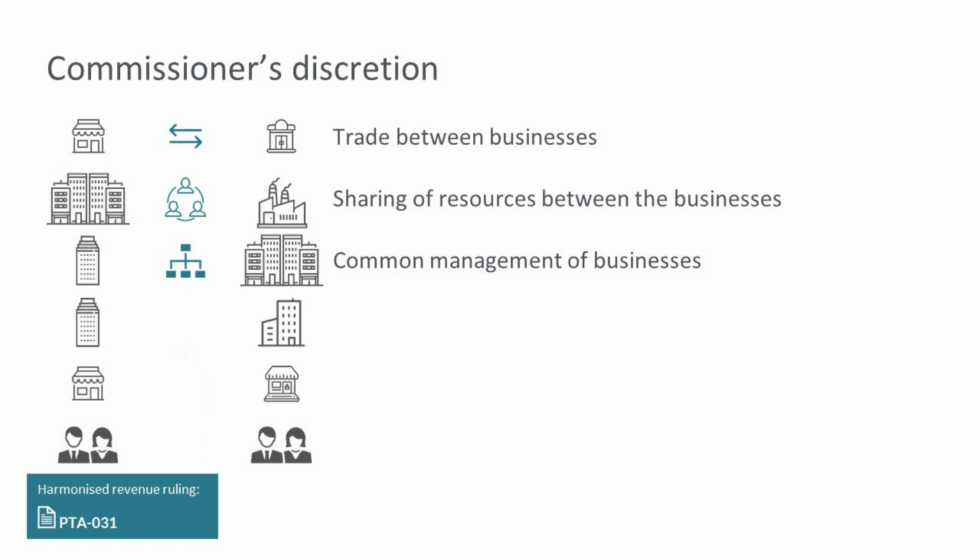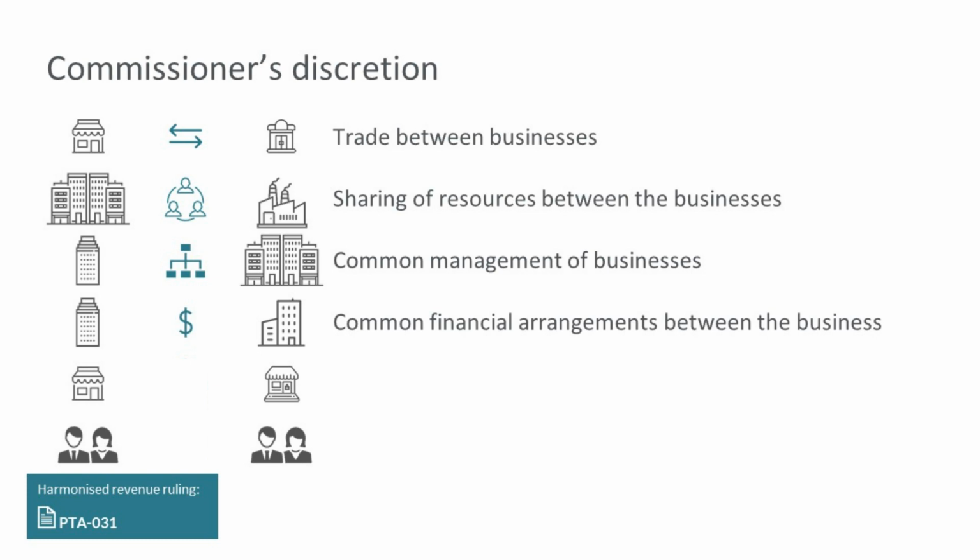Common management of the businesses. Is the same person or persons responsible for the day-to-day operations of all the businesses in the group? If so, are the operating decisions for one of the businesses made after first considering the impact of those decisions on the other businesses? Are the managers of the businesses controlled or obliged to follow the directions of another person or persons?